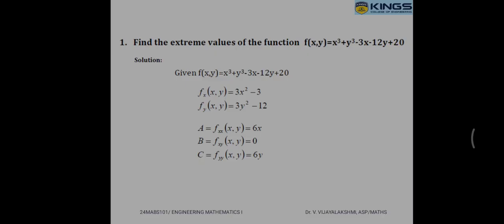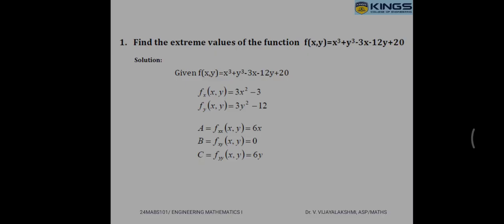The given function is f of x comma y equal to x cube plus y cube minus 3x minus 12y plus 20. For now, you want to calculate the extremum values of the function. That means you have to find the maximum value and minimum value of the given function. For finding maximum and minimum value, first you have to find out the stationary point. So for finding stationary point, we have to equate fx and fy equal to 0. So for this, we need the derivatives fx, fy.